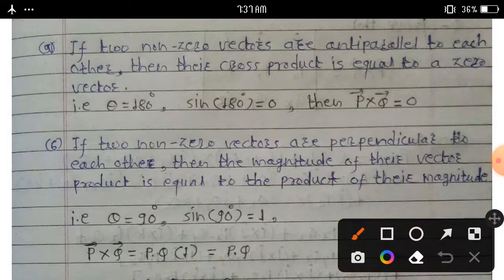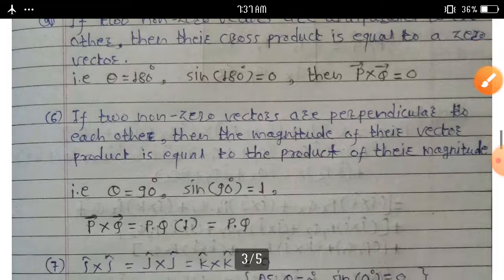Next characteristic, if two non-zero vectors are antiparallel to each other, then their cross product is equal to a zero vector. That is, when two vectors are antiparallel to each other, the angle between these two vectors theta is equal to 180, and sin 180 becomes 0, then p bar cross q bar is equal to the zero vector.